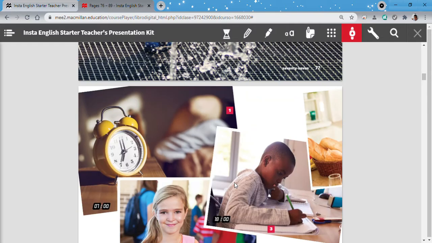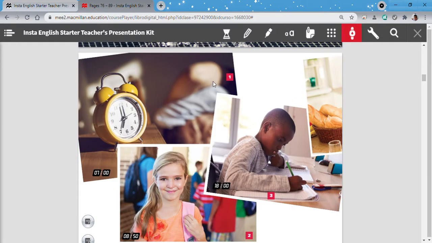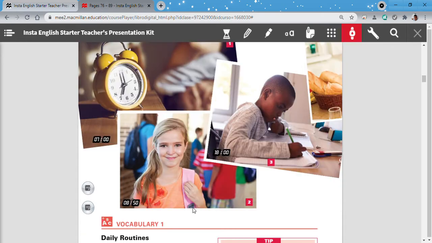Let's focus on the first one. What can you see in number 1? A clock. Okay, and it's 7 a.m. In number 2, what can you see? A girl at school is a possibility? Okay, it's a possibility. And it's 8:50. What about number 3? A student? A student doing homework. Perfect.